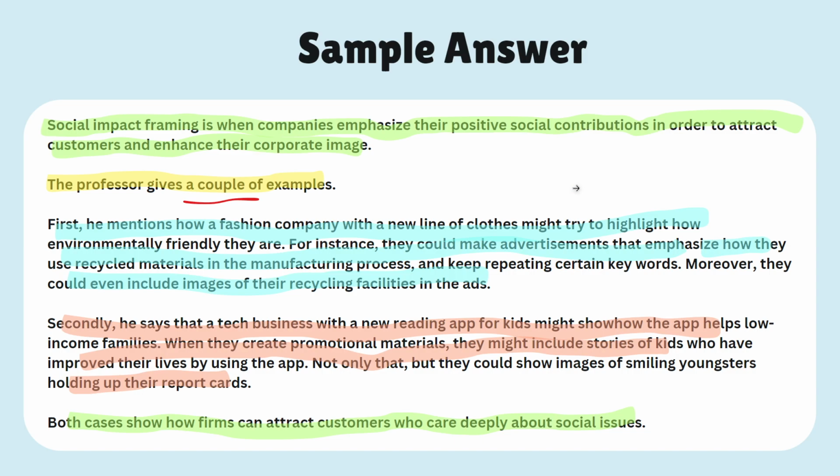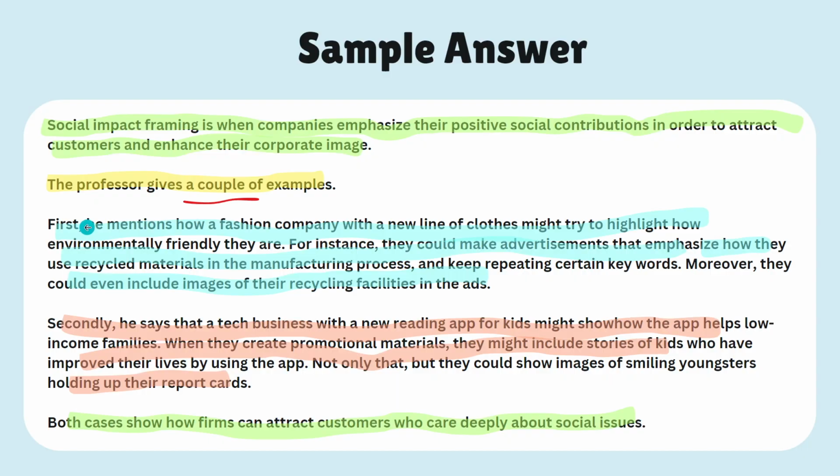All right, now let's break down the structure of my answer, how I approach this question. I do a few things. First up, I start with the reading summary, just that main definition. I'm just saying what social impact framing is. And I'm going to start that answer just by stating what the term is, right off the bat. Social impact framing is, and then I give the definition. And then I'm going to have a little transition. I'm going to say something like, the professor gives a couple of examples. And keep in mind that could be, the professor gives an example, if it's just one.